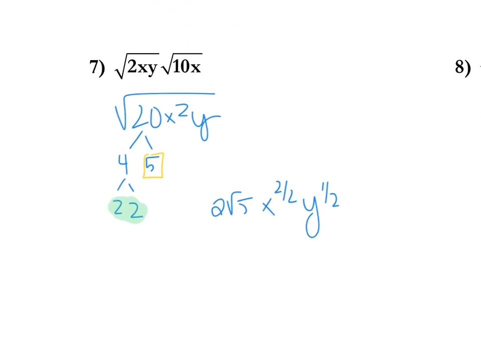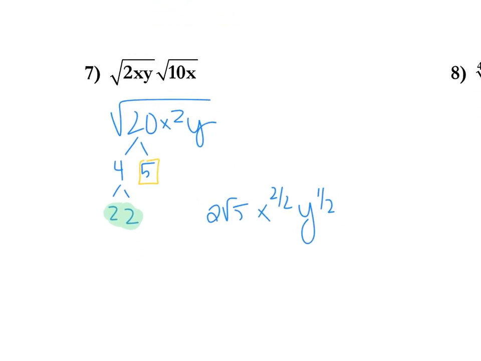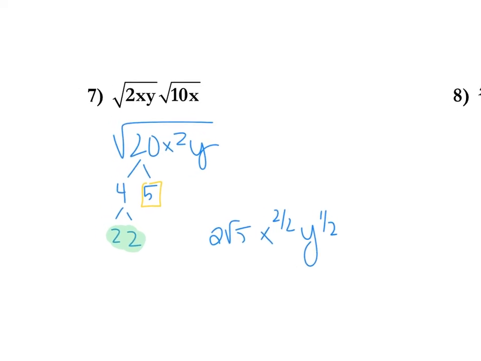Okay, technically you don't even need to write y to the 1/2. You could just keep it under the radical because remember if the power is not bigger than the index, you can't simplify anything. So this is going to be 2x, and then the square root of 5y.